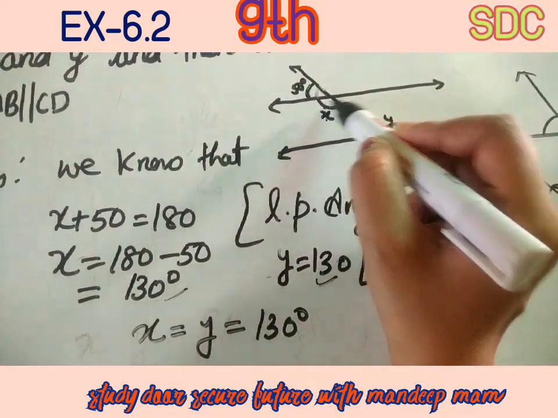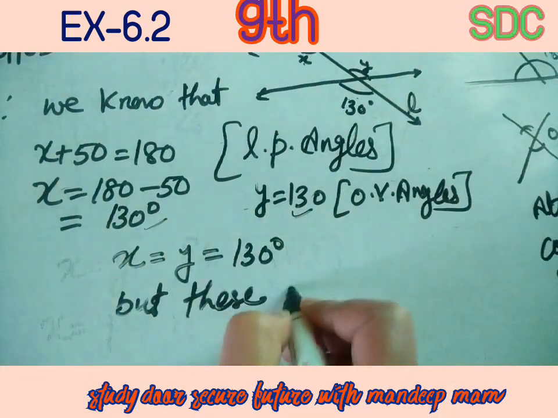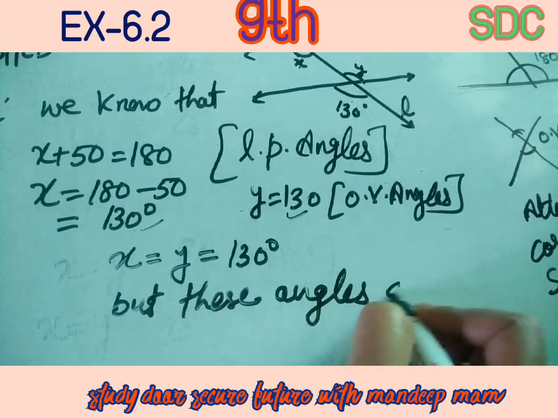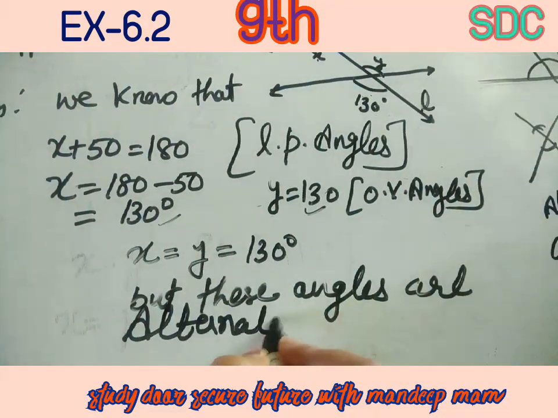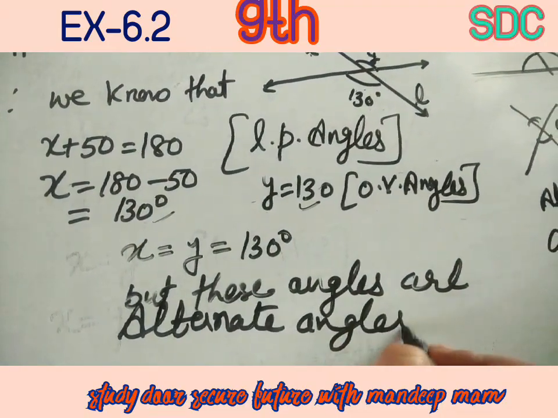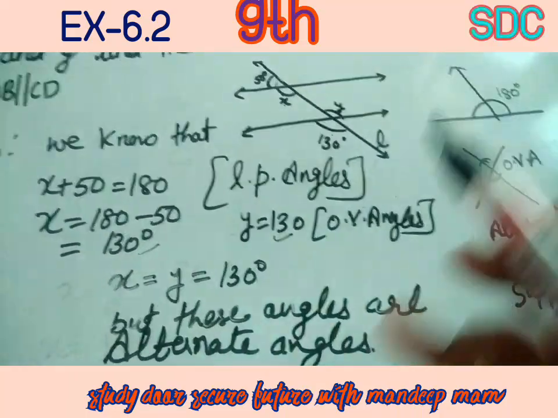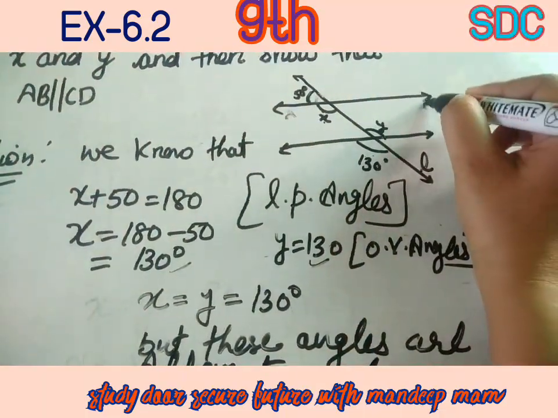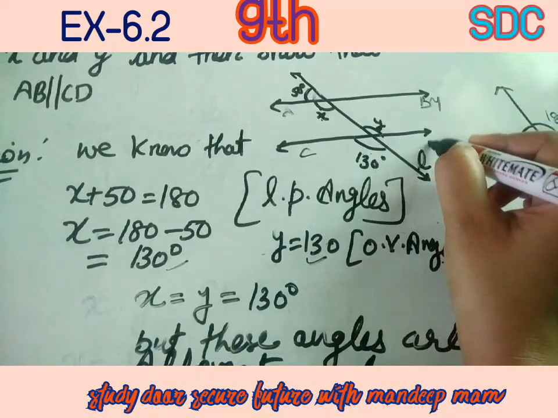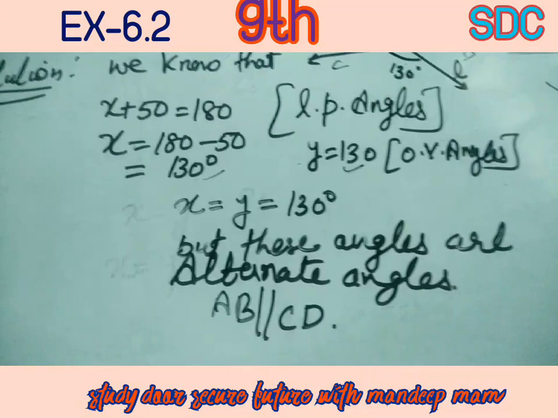But these angles are alternate angles. When alternate angles are equal, then these two lines will be parallel. So our line AB and CD, AB line will be parallel to line CD.